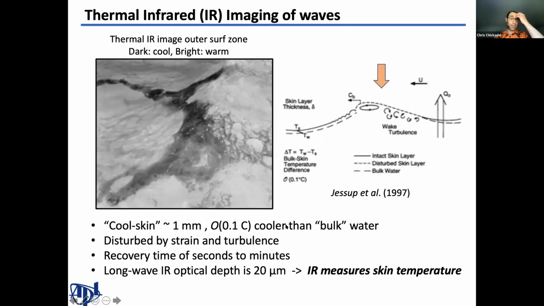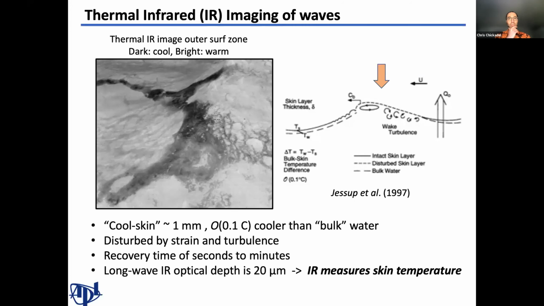In this image on the top left, this is a thermal image of the field in which waves have been breaking. In the image, dark is relatively cool, light is relatively warm. And you see this highly complex mottled surface with respect to temperature. The temperature range between the light and dark is about 1 degree C or so.